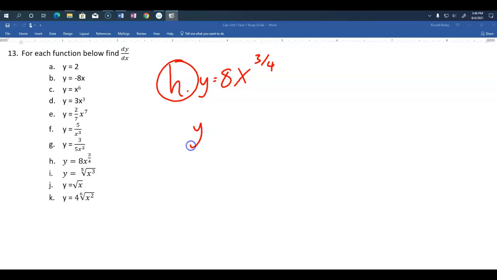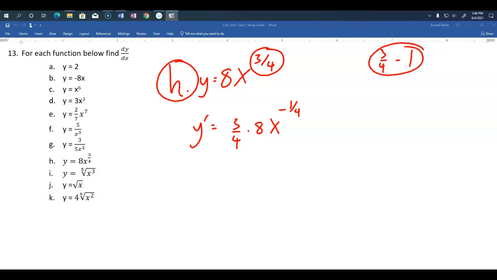Okay, so my derivative, I'm going to multiply that 3/4 to the front. I'm going to take 1 away from the power. Now, if you don't remember how to take 1 away from the fraction, basically you could do it the long way, where you write it out like this, 3/4 minus 1, and get a common denominator and simplify it.